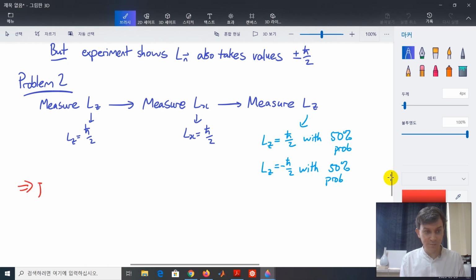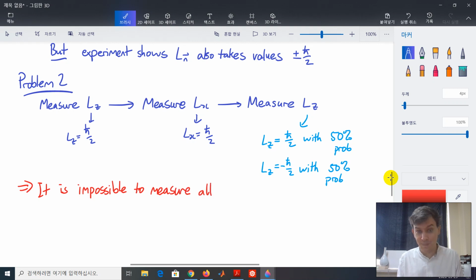So it is impossible to measure all three components, or even two of them, of L. Okay, you can only measure one at a time, and making any one measurement will change the values of measurements in other directions.